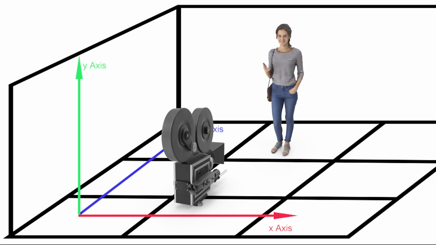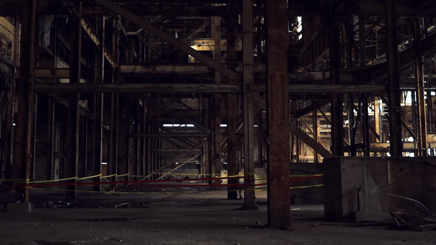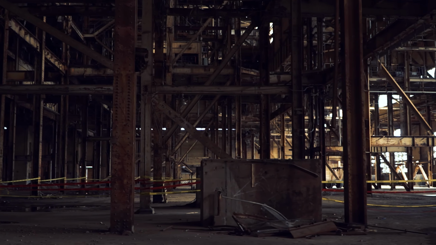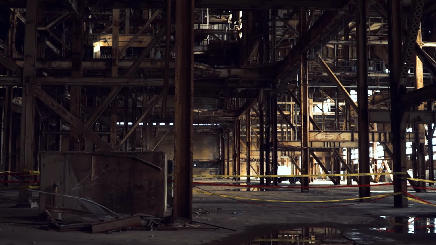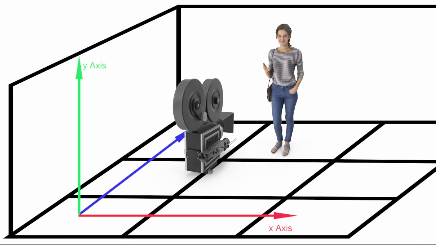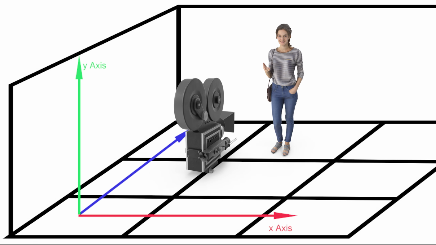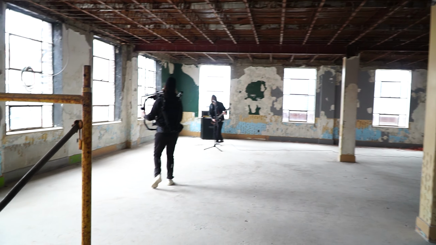Trucking shot, and this type of shot moves sideways along the x-axis. Then there's the dolly shot, which moves toward or away from the subject along the z-axis. This can also be referred to as pushing in and pulling out.